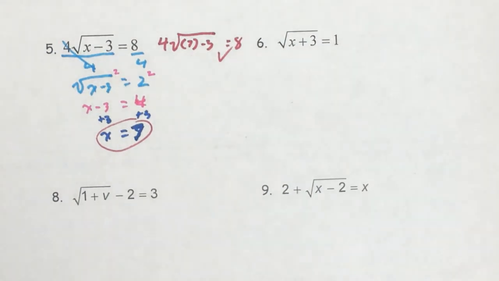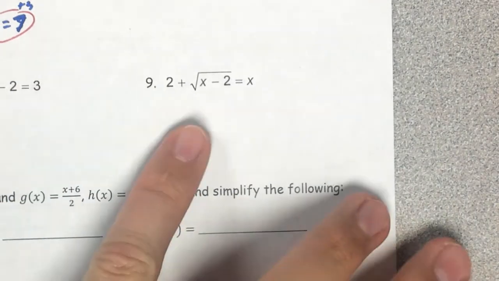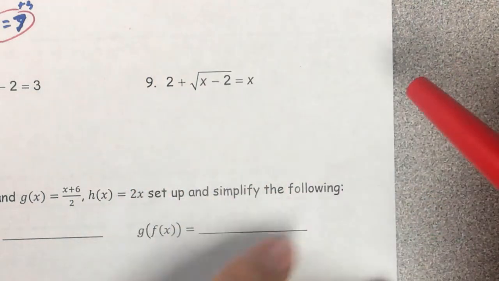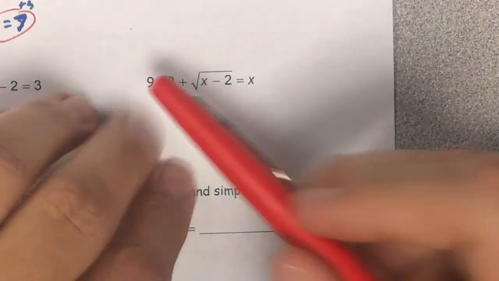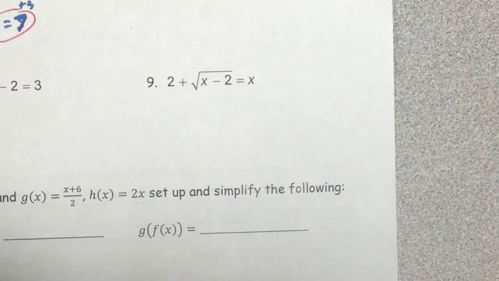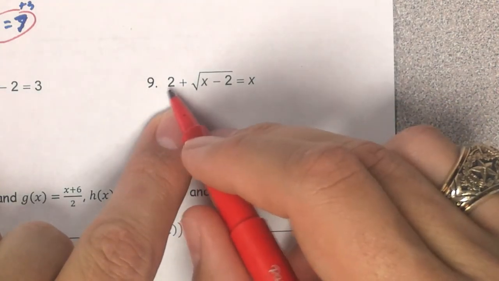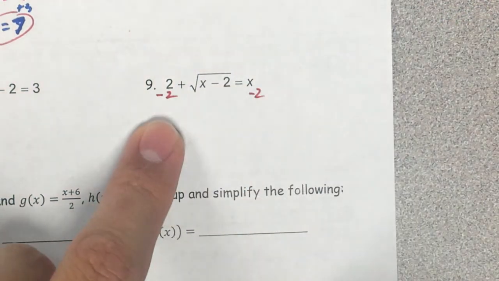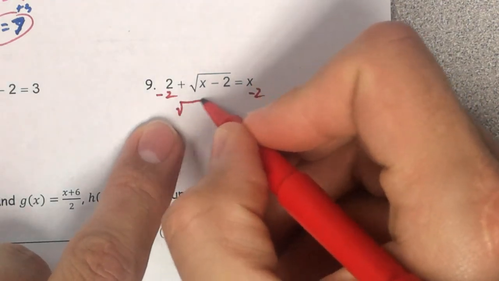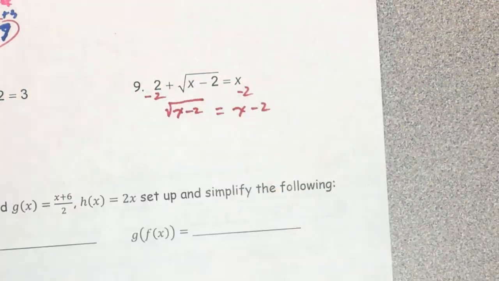Let's look at number 9. Number 9, I need to get my radical by itself. This 2 over here is stopping that from happening. Oh, we have an x over here too. So let's go ahead and subtract that x over here, and subtract that 2 over there. I now have the square root of x minus 2 equal to x minus 2.